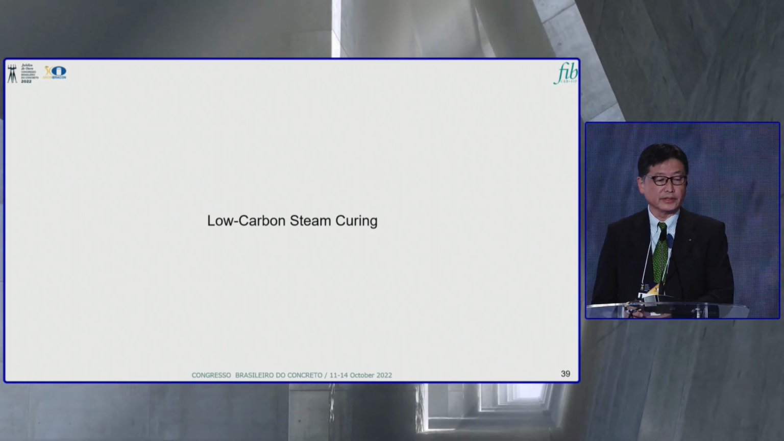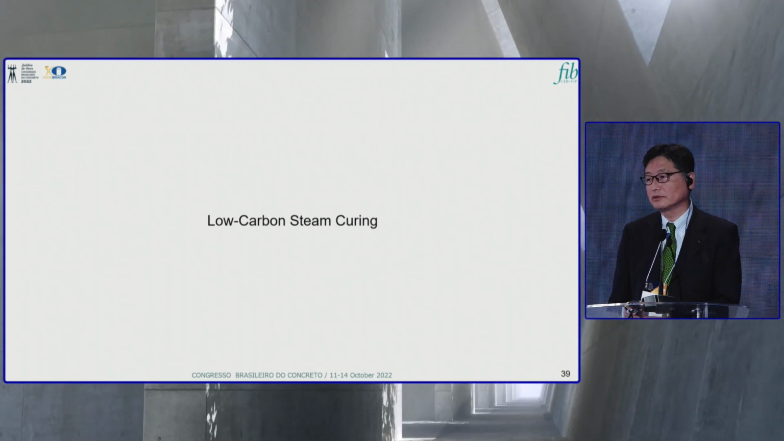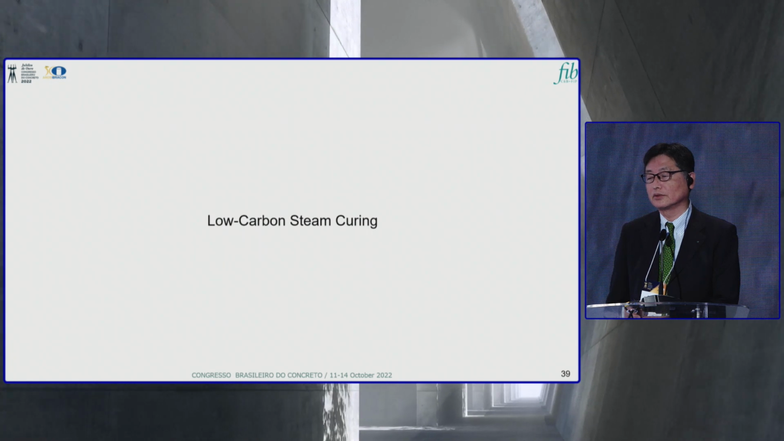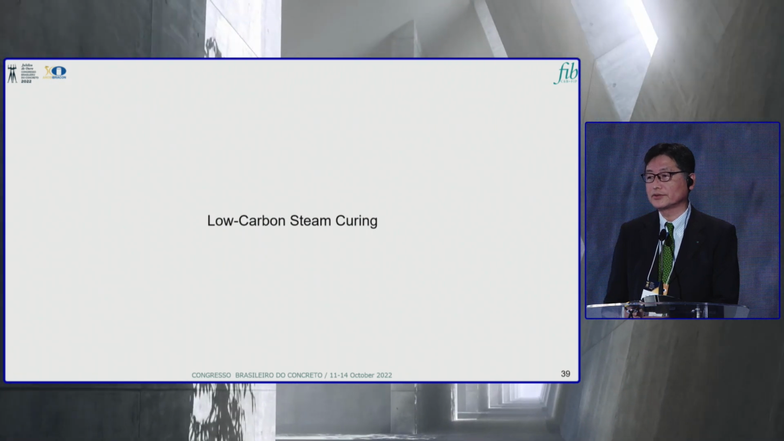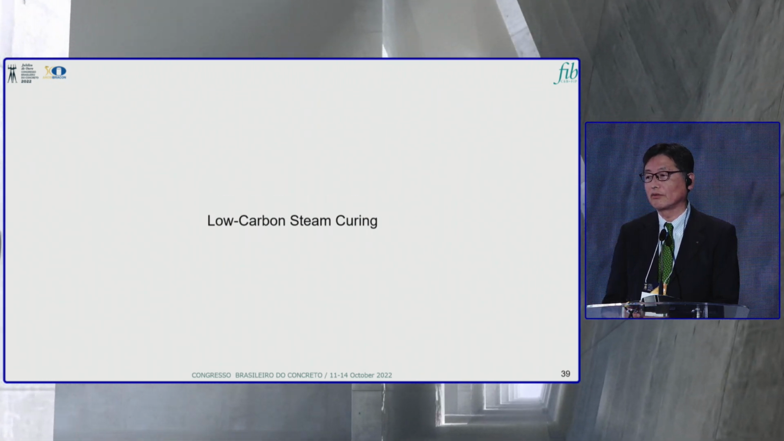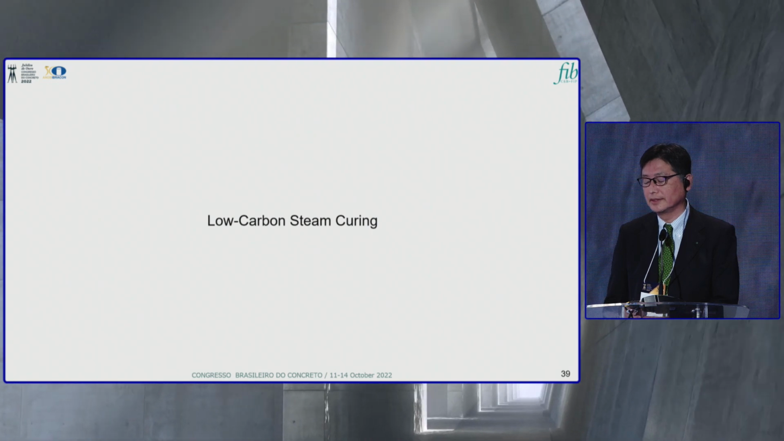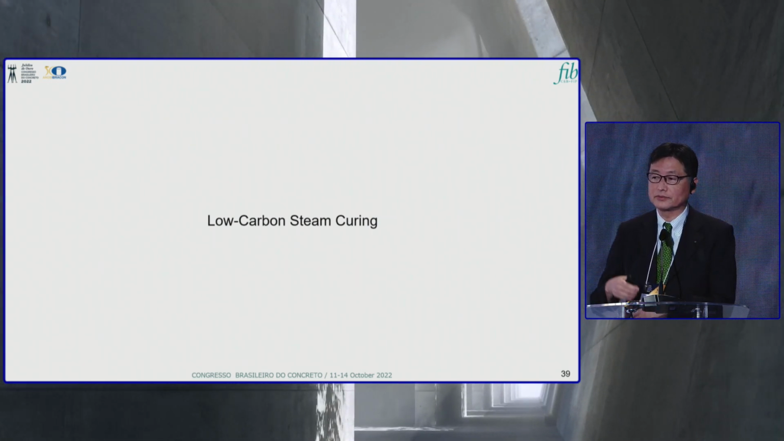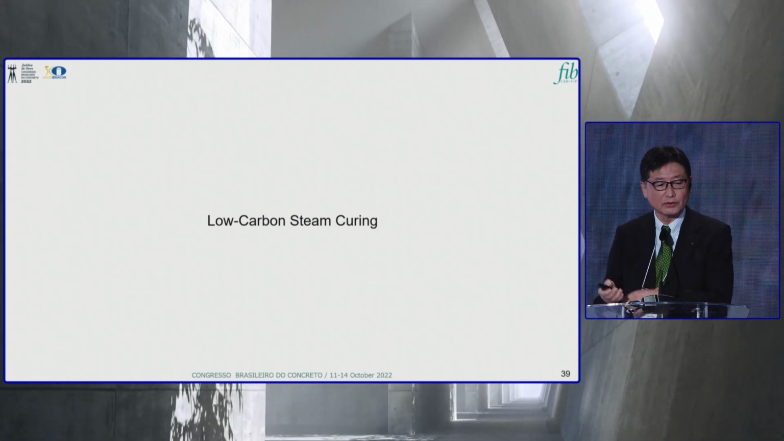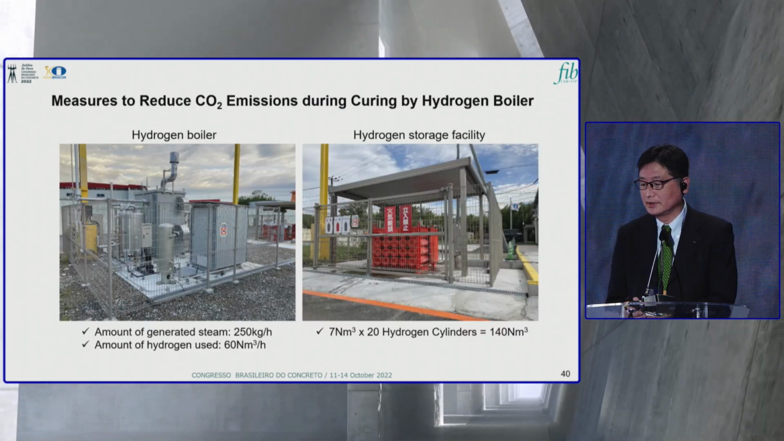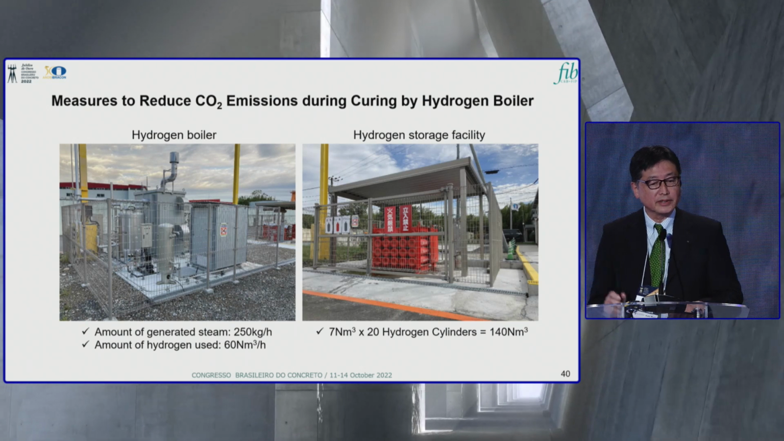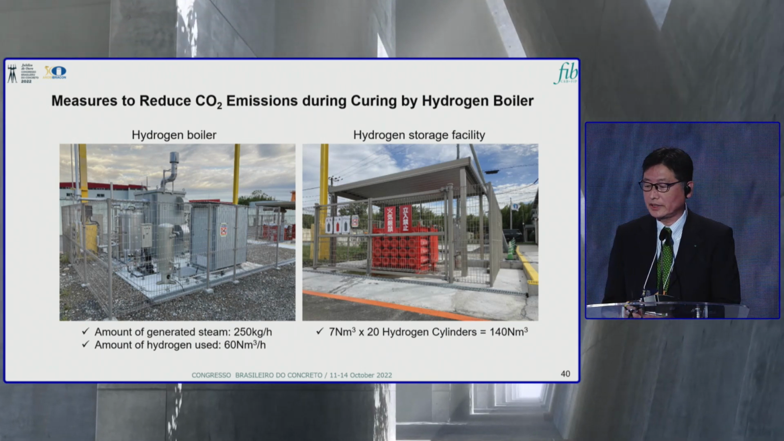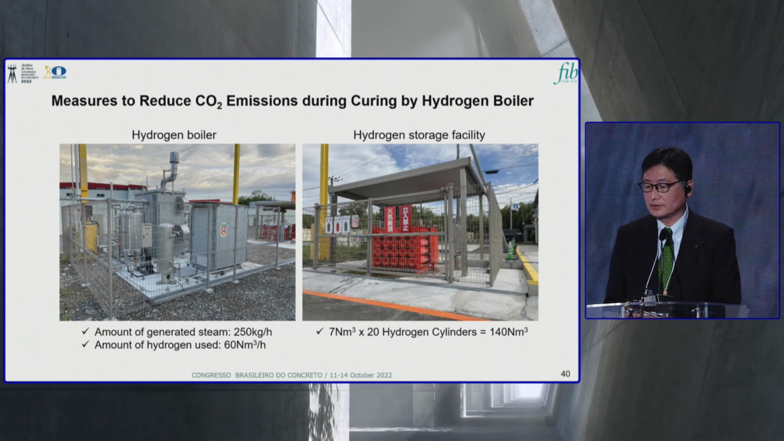Okay, curing, steam curing is very important. With low carbon concrete, the strength increases very slowly compared with Portland cement concrete. And of course, as precasters, we have to increase the speed of the concrete strength gain. And this is the very beginning of a trial in one of our concrete factories.